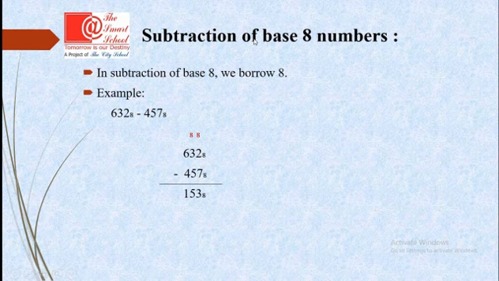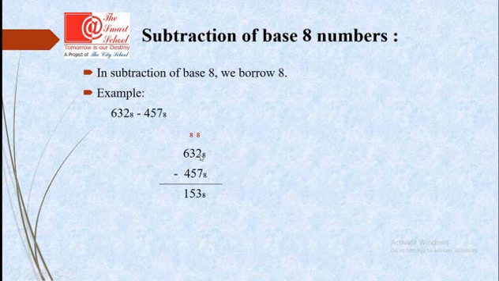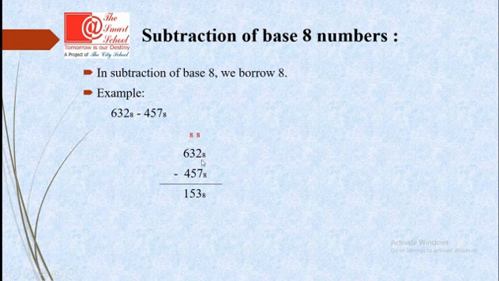Now subtraction of base 8 numbers. In subtraction of base 8, we borrow 8. Example, 632 base 8 minus 457 base 8. Now we can't subtract 7 from 2, so we have to borrow. When we borrow, 8 will come here. So 8 plus 2 is 10. 10 minus 7 is 3.